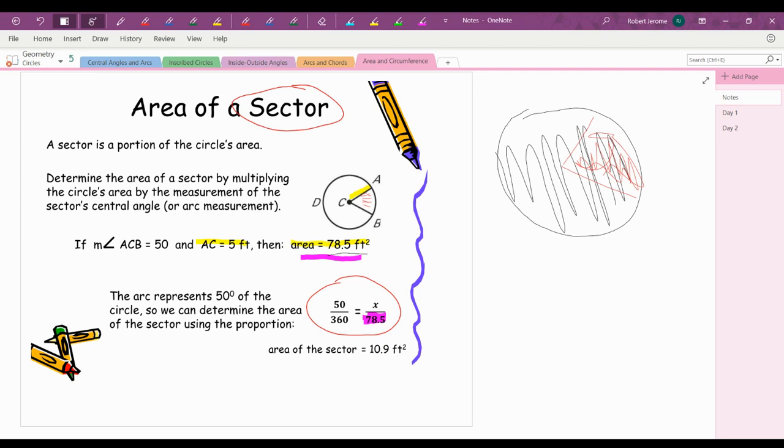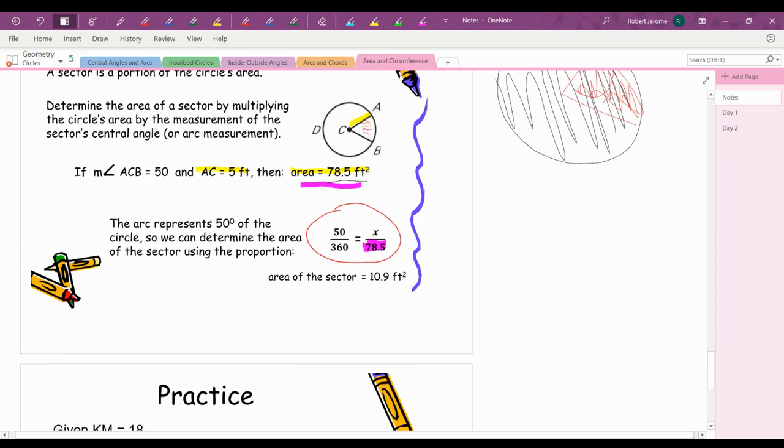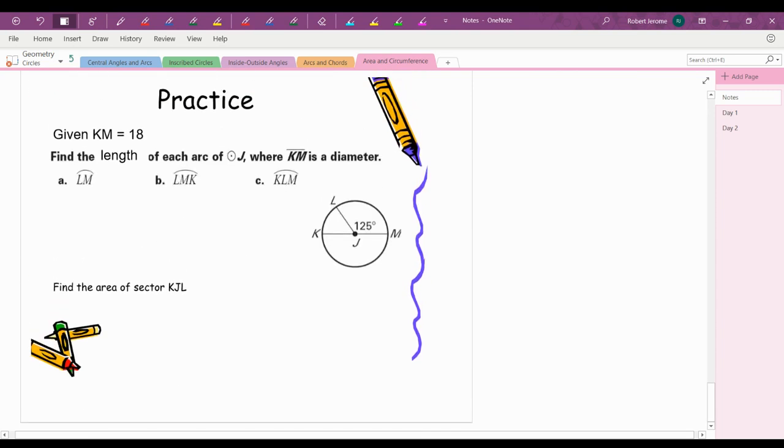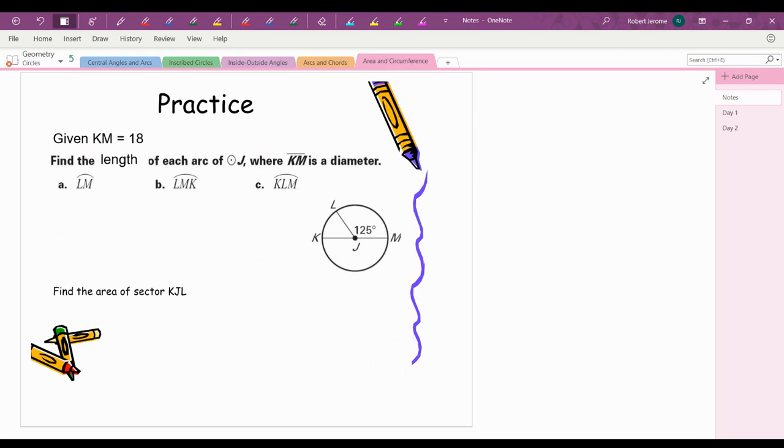So that slice of pizza is 10.9 out of the entire pizza, 78.5. Just think about it as that analogy. The circumference is the crust. The area is actually the pizza, the sauce, the cheese, the dough. And that's what we're doing here. So they work the exact same way. We're taking the answers of area and circumference from yesterday and putting them in this proportion. We'll do one of each because they all work the exact same way.